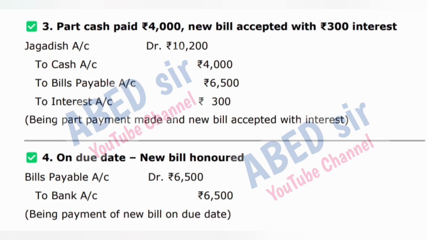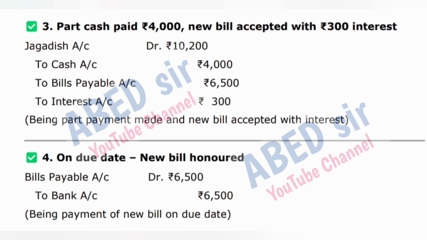3. Part cash paid 4,000 rupees. New bill accepted with 300 rupee interest. Jagdish A/c Dr. 10,200 rupees. To Cash A/c 4,000 rupees. To Bills Payable A/c 6,500 rupees. To Interest A/c 300. Being part payment made and new bill accepted with interest.